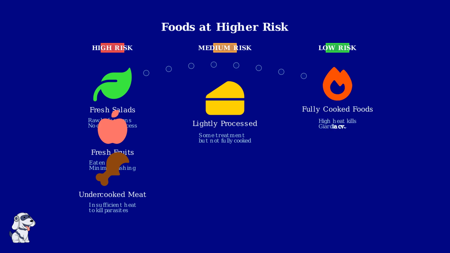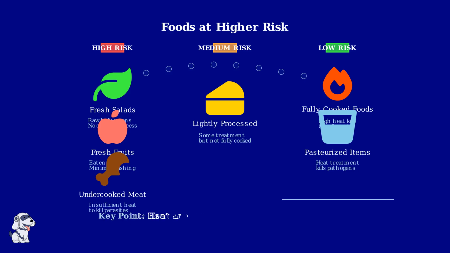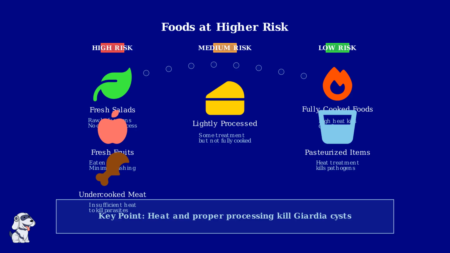Low-risk foods are those that have been fully cooked or properly processed. High heat effectively kills Giardia cysts, making these foods much safer to consume. Pasteurized items like milk and juice are also low risk because the pasteurization process uses heat treatment specifically designed to kill harmful pathogens, including Giardia. The key takeaway is simple. Heat and proper processing are your best defenses against Giardia. When possible, choose cooked foods over raw ones, especially when traveling or in areas with questionable sanitation.